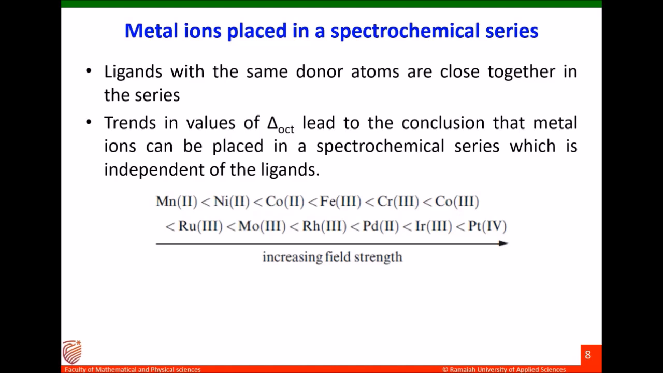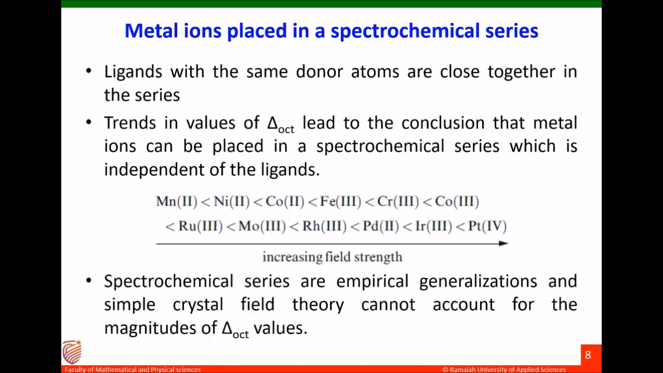Now, spectrochemical series are empirical generalizations, and simple crystal field theory cannot account for the magnitude of the delta octahedral value. So it is not easy to theoretically predict what the delta octahedral value will be for the complexes, because the spectrochemical series is just an empirical generalization.